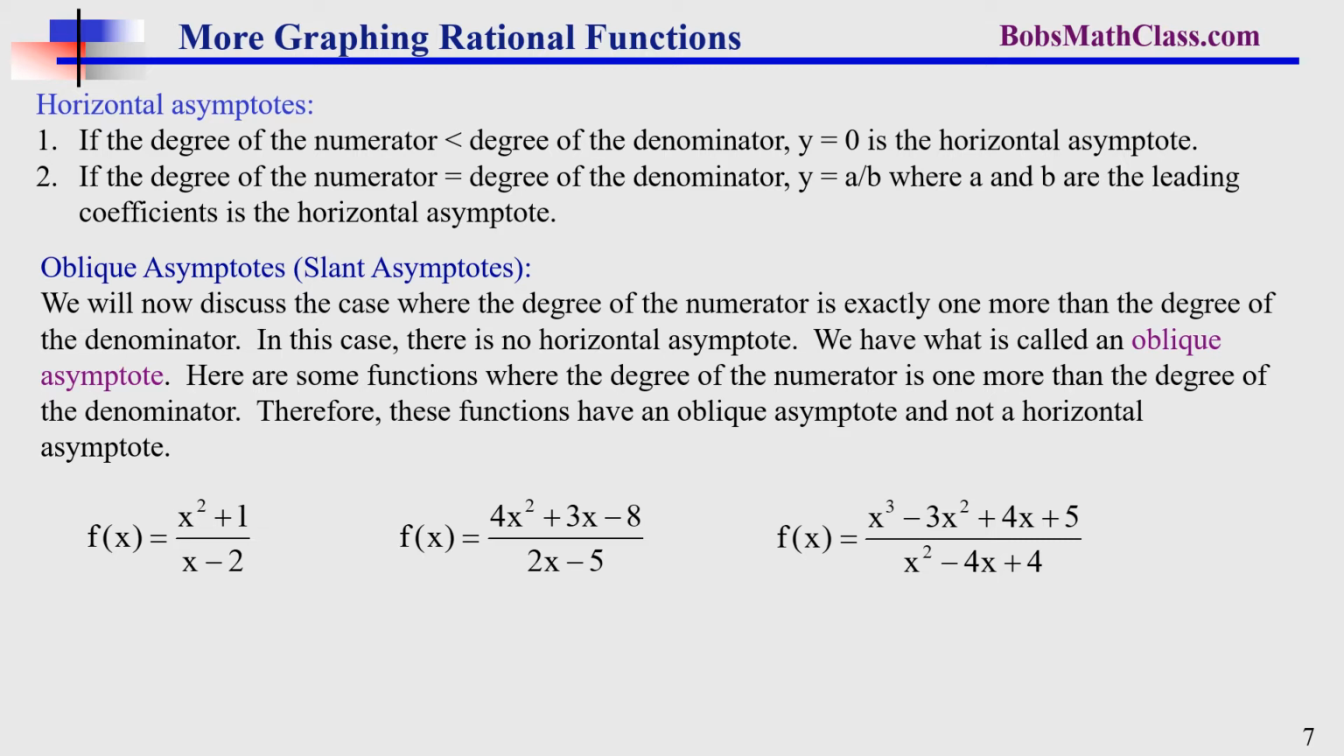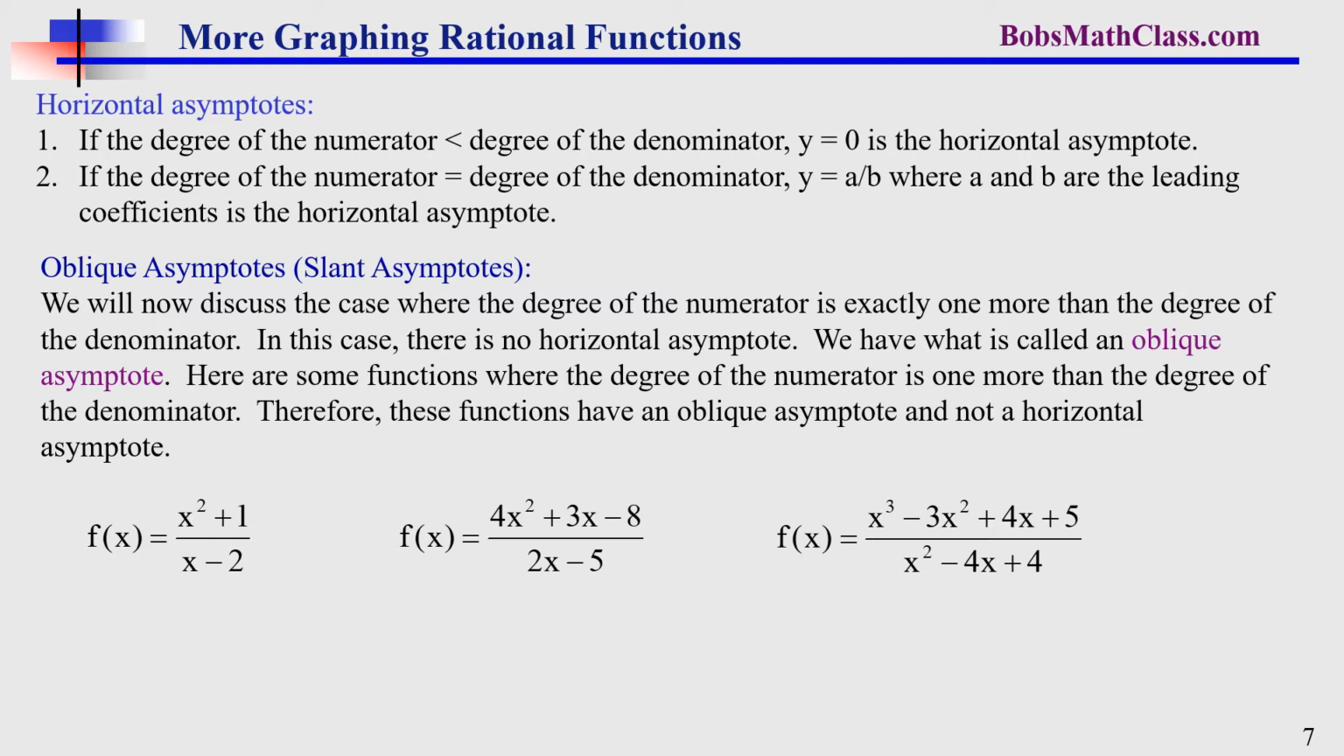So here's some examples where the degree of the numerator is greater by 1 for each case. So the first example is x squared and the bottom is x. That's greater by 1 on top. Same thing with the second one. The third one is greater by 1, but the exponents are different. The exponent is 3 on top and 2 on the bottom. Again, greater by 1.